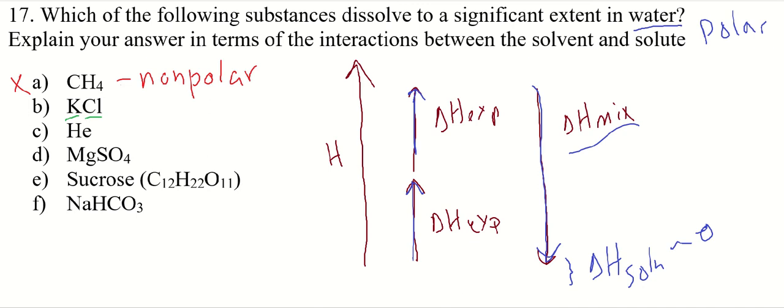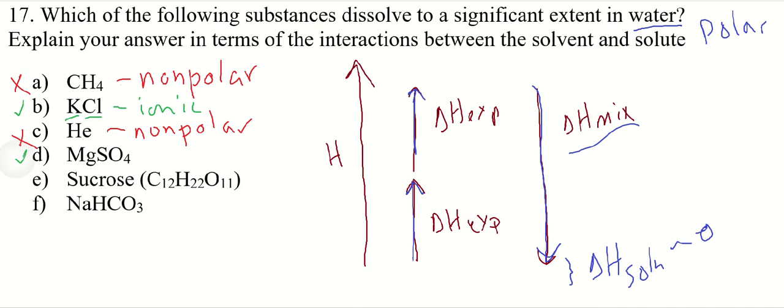B is going to be soluble because that is an ionic compound. Not all ionic compounds are soluble, but this one is. It's an alkali metal and a halogen. So we know this is polar ionic. That's going to be soluble. Yes. Helium is not. This is a nonpolar gas, just an atom, so it doesn't have any bonds actually. So that's not going to dissolve in water to any significant level.